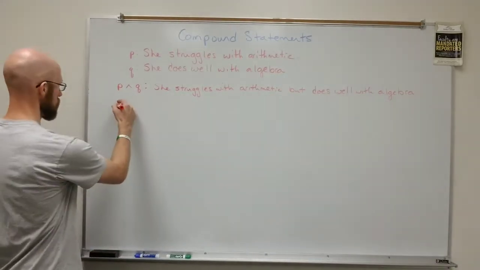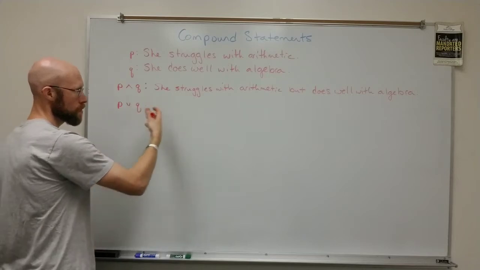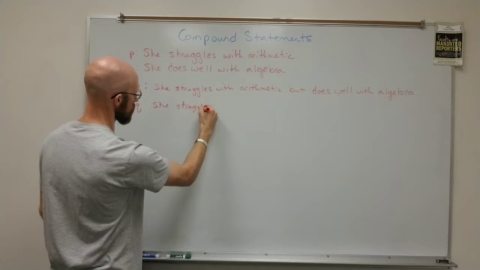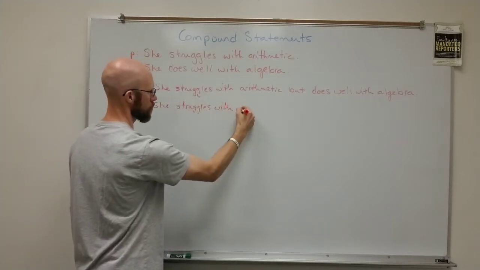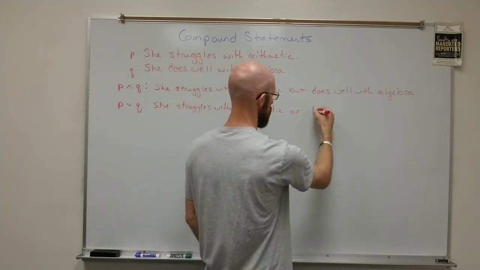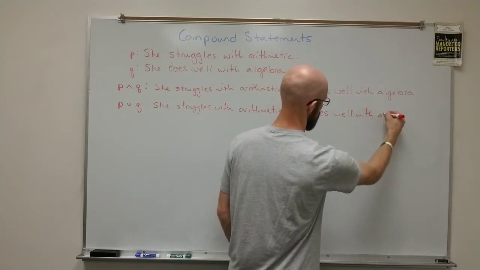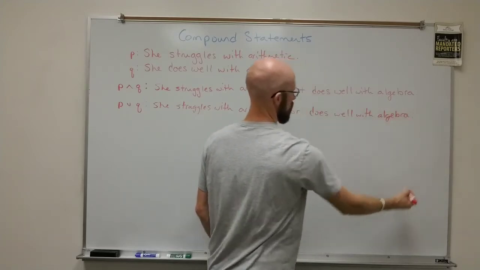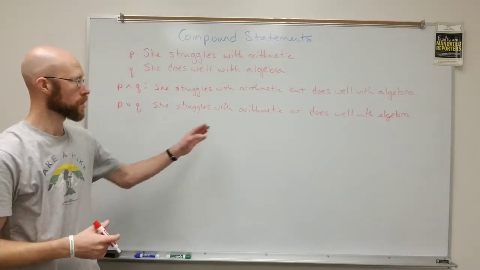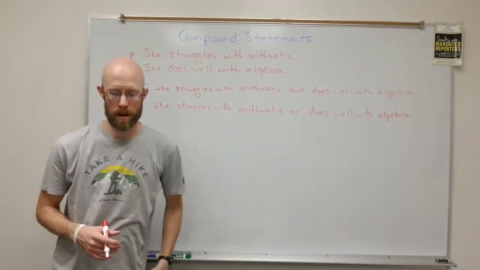Let's look at a disjunction. Let's say P or Q. Well, here you would basically spell out the same thing, just put the word or in there, right? She struggles with arithmetic, or does well with algebra. Okay, one or the other, maybe both, right? One or the other or both are all options for the disjunction, for the or statement.